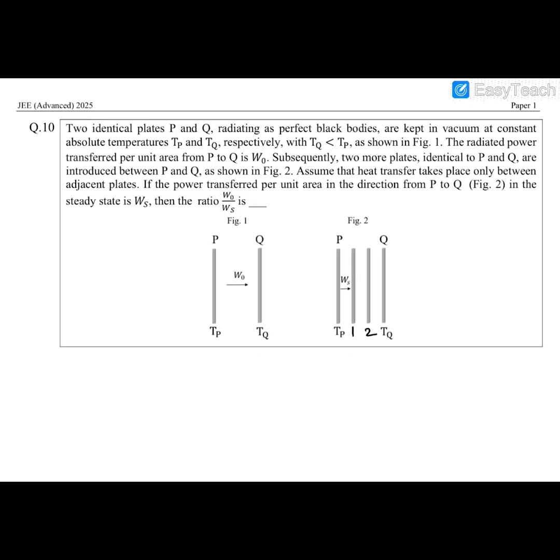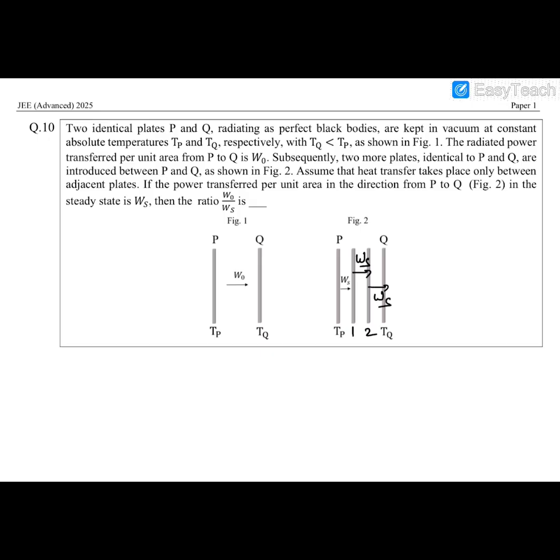So steady state means that each plate will have a constant temperature. Therefore, the net heat received by any plate will be directly transferred to the further neighboring plate. So we can say that the heat received by plate 1, Ws, is being transferred as it is to plate 2, and heat received by plate 2 is being transferred as it is to plate Q. So this is also Ws.